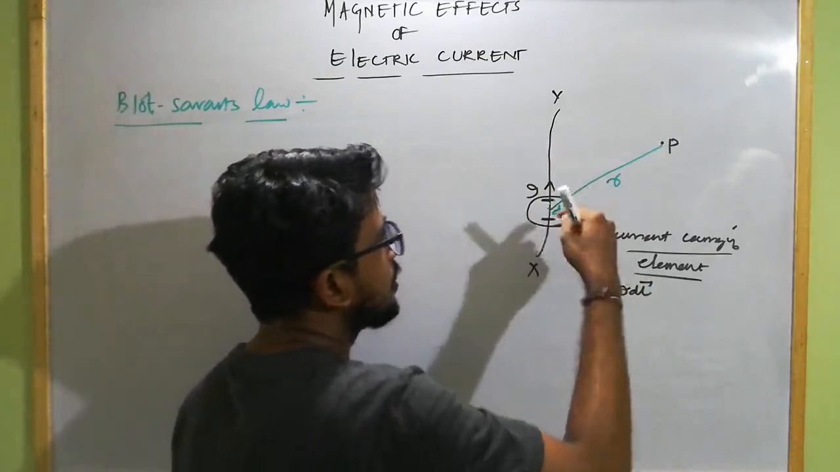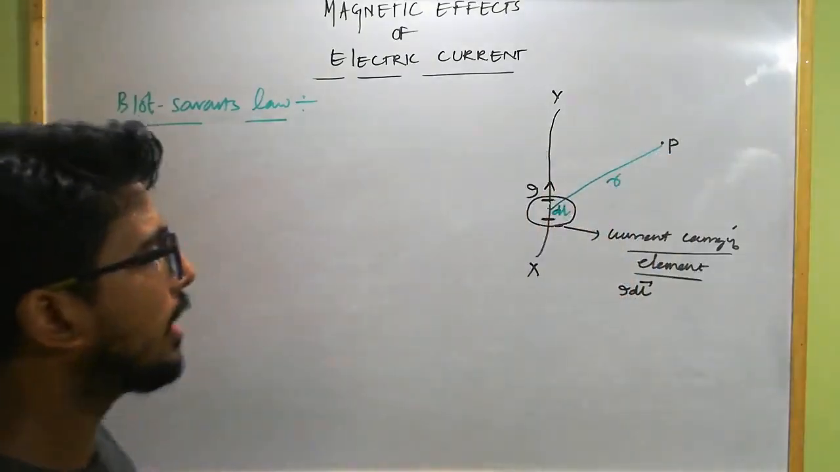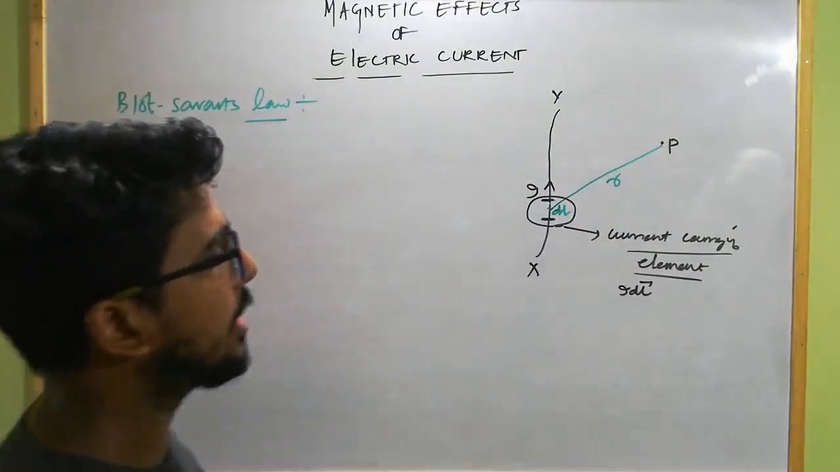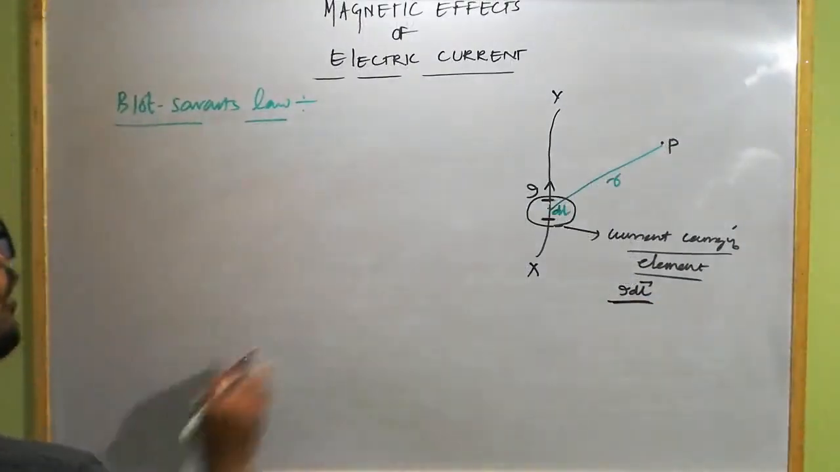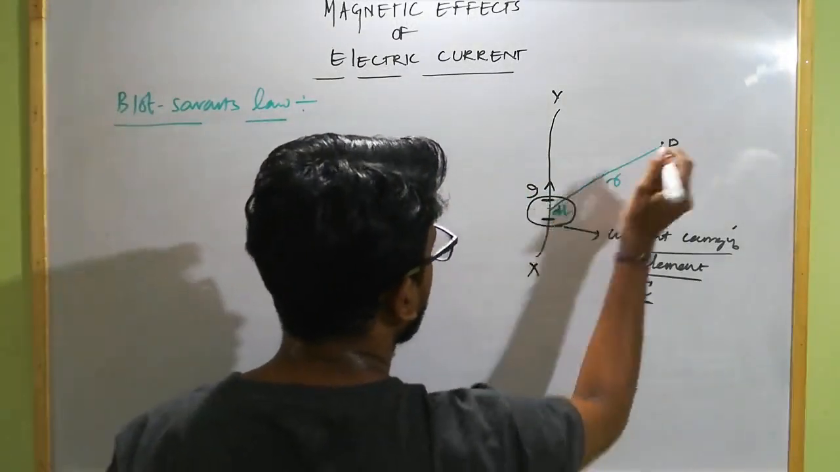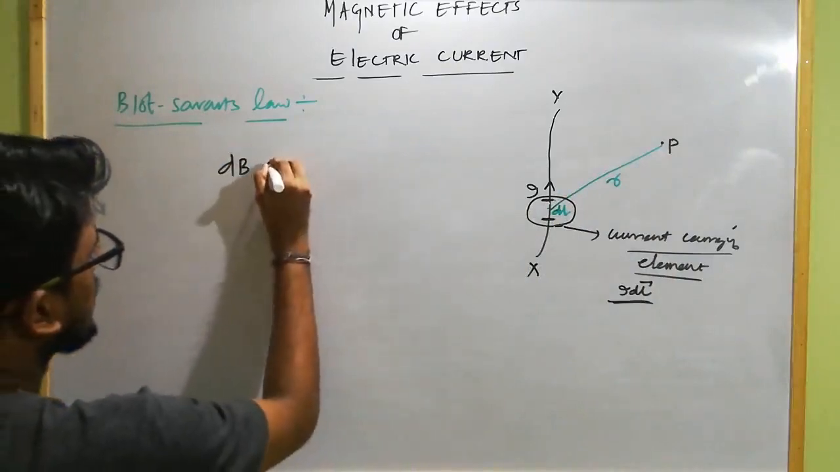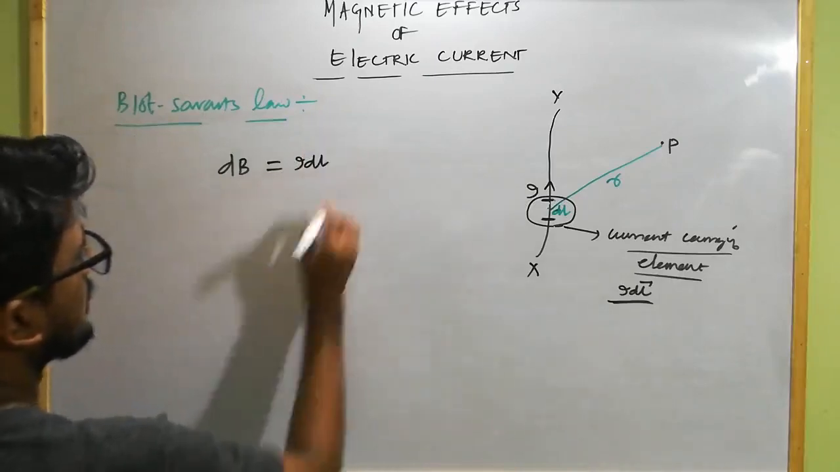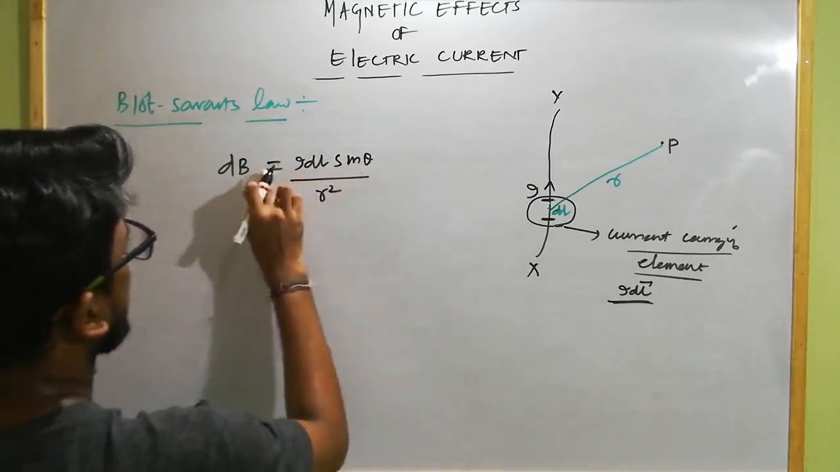For understanding purposes I make this much larger, but this dl length is very small, and this dl length with the amount of current flowing through it is known as a current carrying element, which is defined by I dl. So according to Biot-Savart's law, the magnetic field strength dB at this point due to this small current carrying element is equal to I dl sin theta by r square.